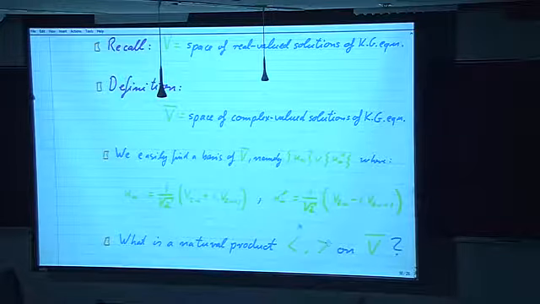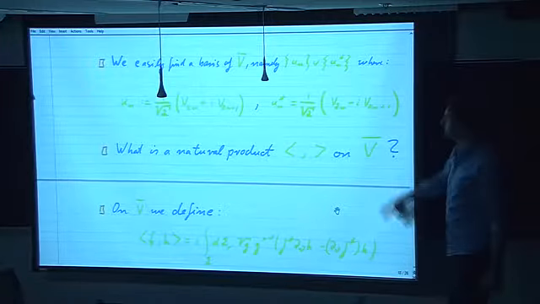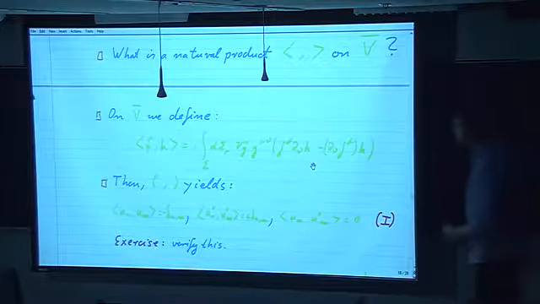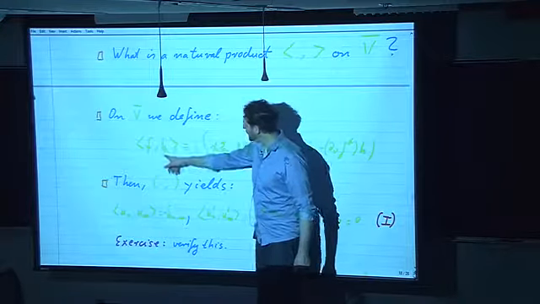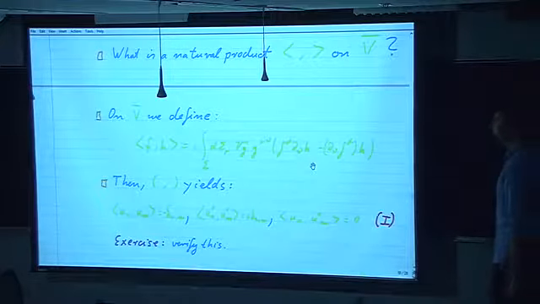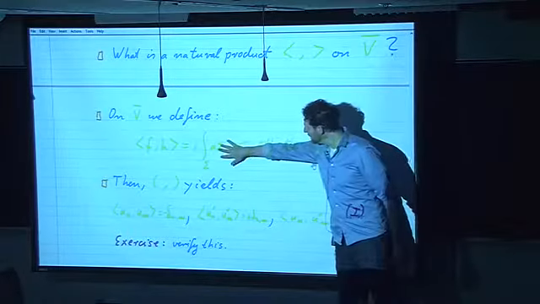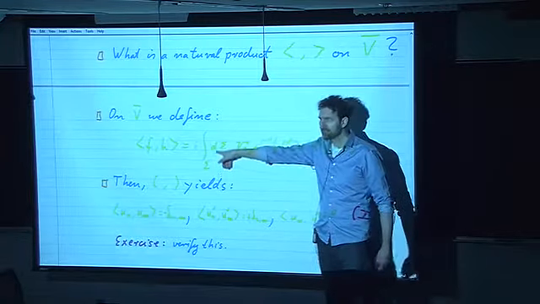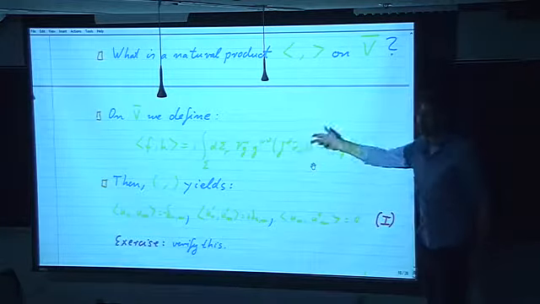What is the natural product now on this space of complex-valued solutions? Well, here is a natural product. We define the bilinear form between f and h to be given by this expression here. And it turns out that this has very nice properties. And by the way, this is covariant. In other words, it's independent of the choice of space-like hypersurface on which you do the integral, for the same reason as the previous one, because it's really just the same thing, just rewritten a little bit.